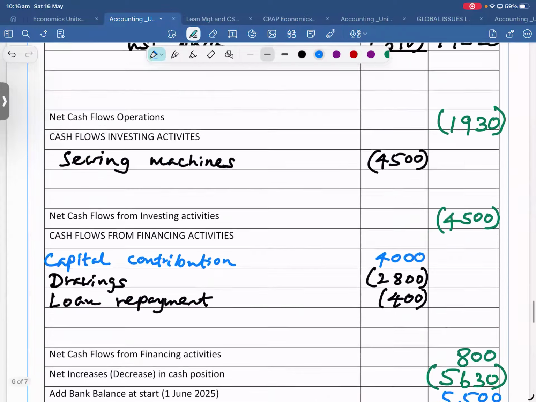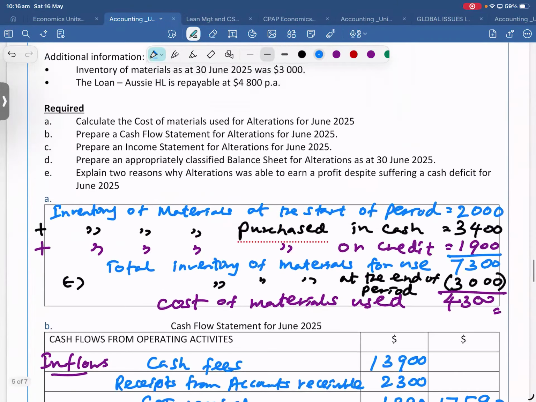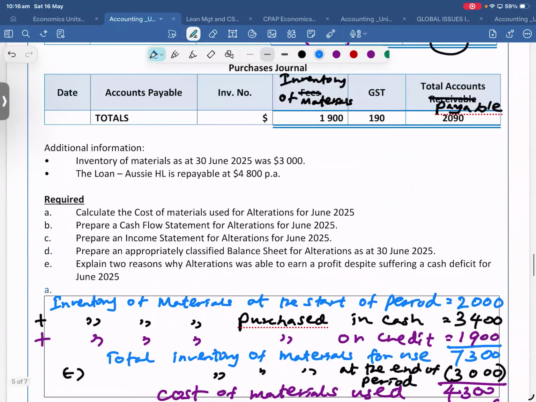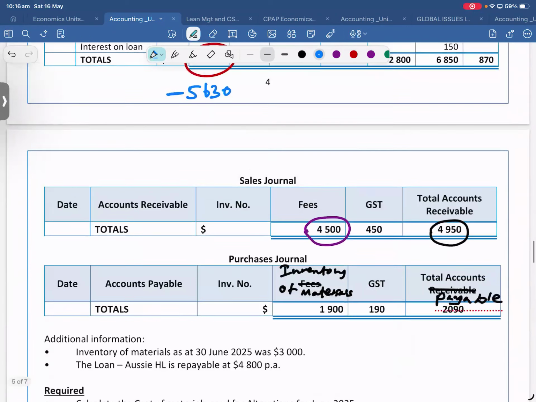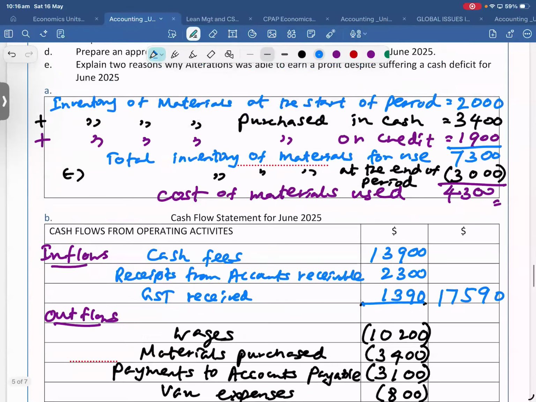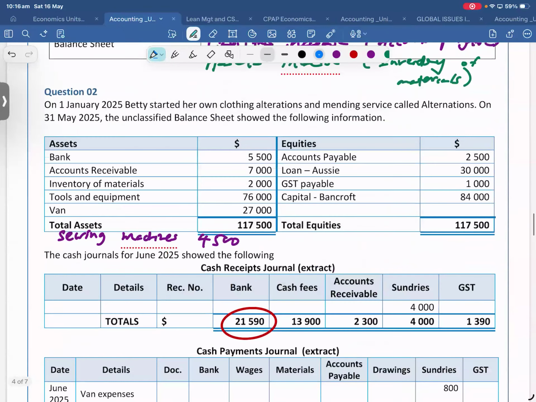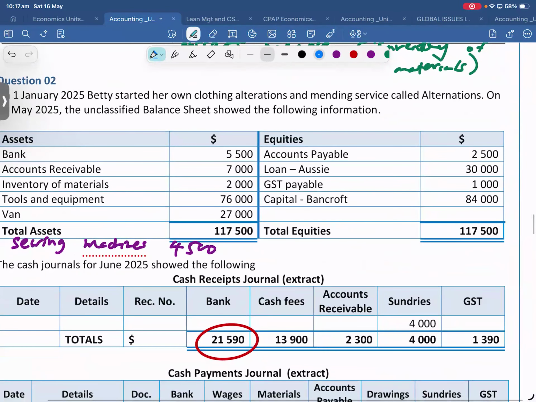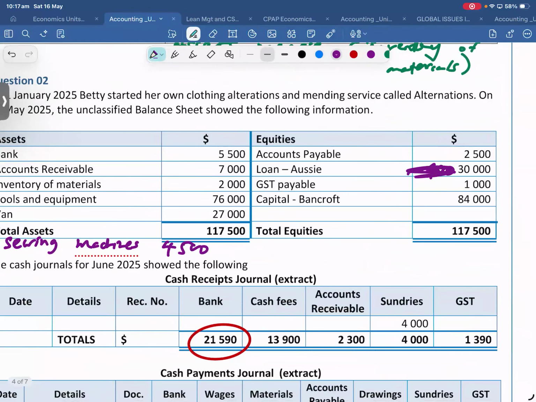Then next one, loan. The loan is repayable at 4,800 per annum. There is one more thing that I missed. Remember there was a loan repayment? Yes, 400. That 400 goes to the balance sheet, and put here minus 400, because we paid. Otherwise, if it doesn't make sense, we'll write from this side, minus 400.